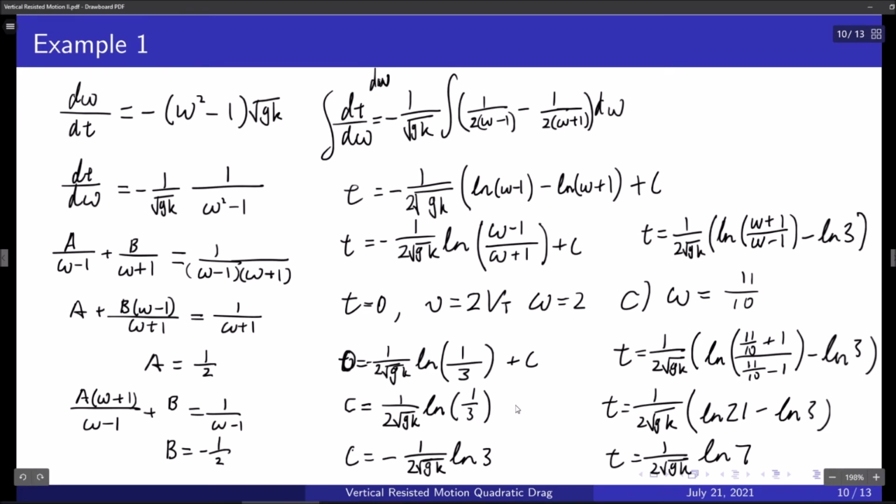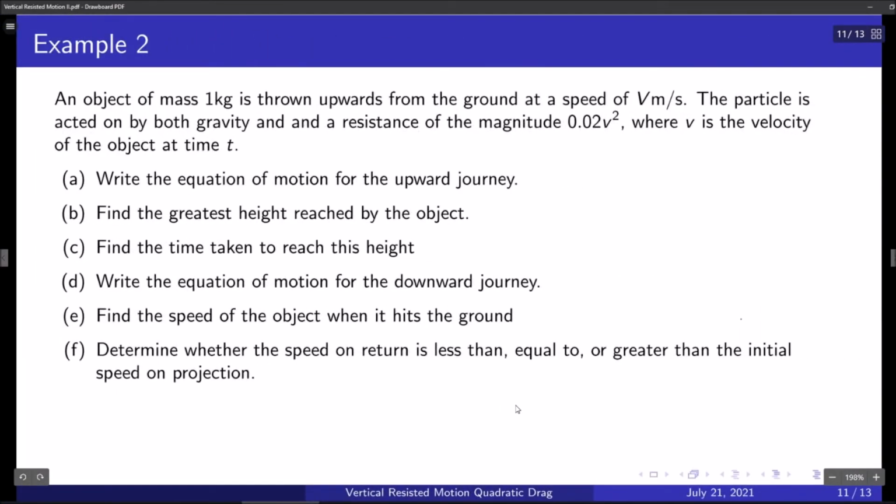Now let's look at the next one. Okay. I thought this one is pretty interesting because it has both the upward and downward journeys. And it's good to go through the whole process. So firstly, let's just get these two out of the way. Equation of motion of the upward and downward journey.